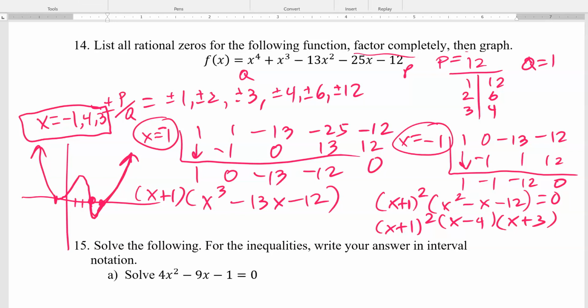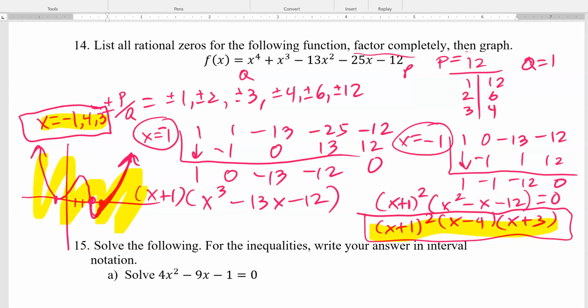And this really should be a little more straight. It looks a little too cubic, but I'd be okay with that. And you could always check this in your graph if you're not sure. But you need to sketch a graph. Find the zeros, sketch the graph, factor completely. I'm looking for all three of these for full credit.